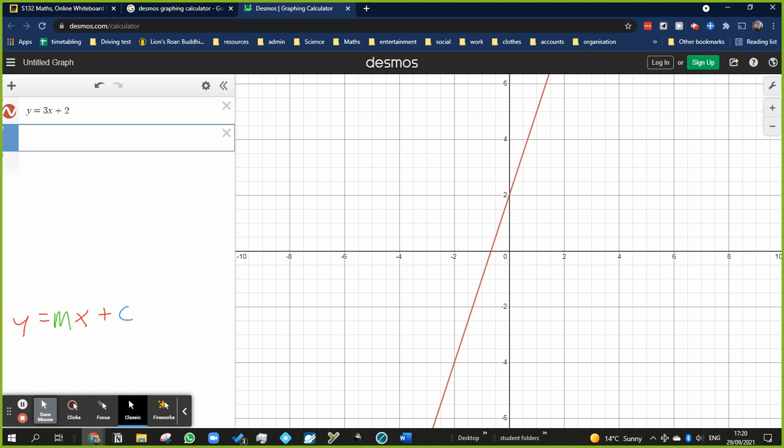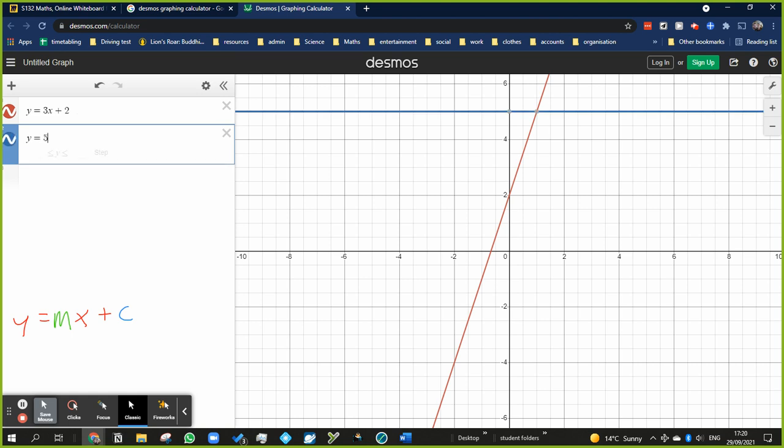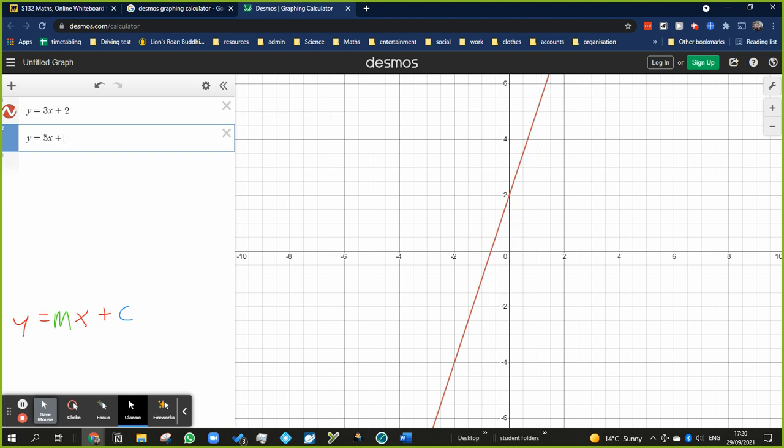So let's try another one. Y is equal to 5x plus 4. So now what's m and what's c? Okay, so I've highlighted the m's and the c's. The m is 3 in the top one, and it's 5 in the second one. The c is 2 in the top one and 4 in the second one.